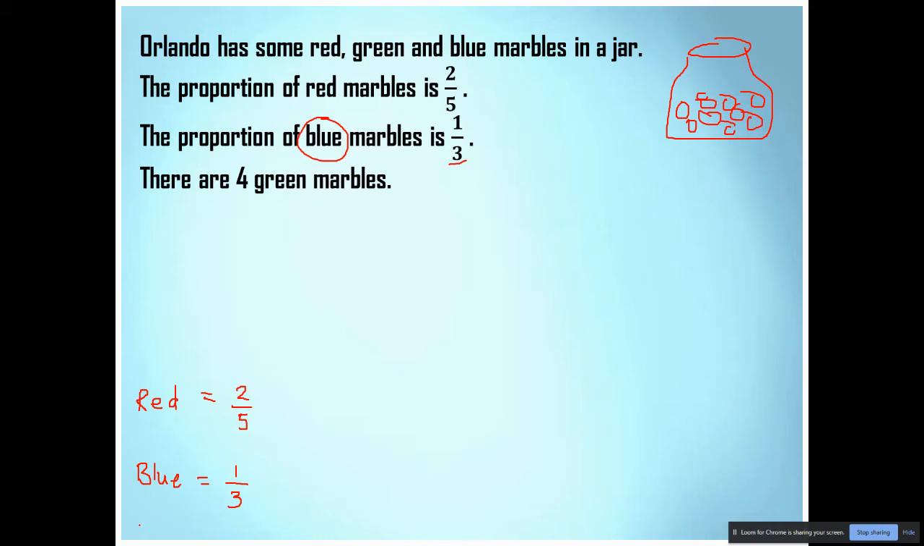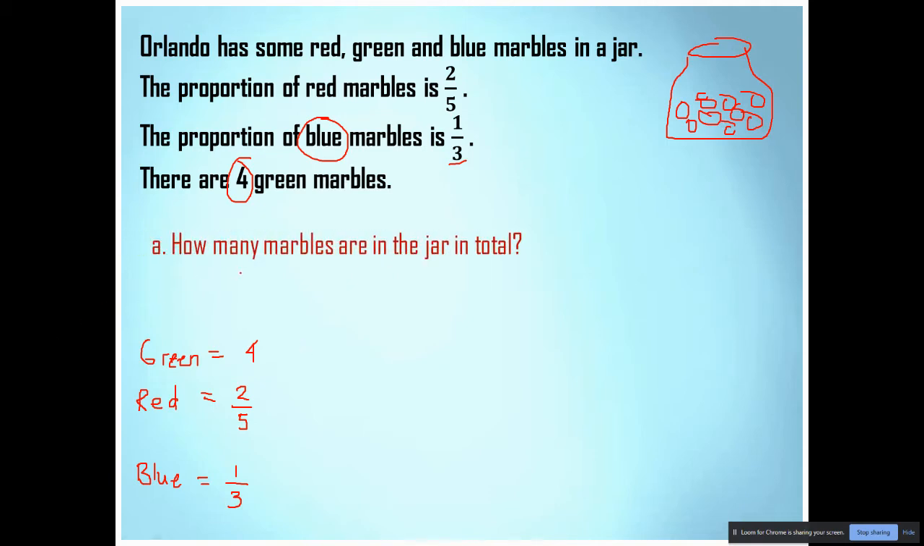For green marbles, there are 4. So we'll just write down here green, 4 marbles. All right. So what is the problem? Here's question number 1. How many marbles are in the jar? Okay, as you can see here, the denominators are not the same. That means they were rounded off to the lowest term.